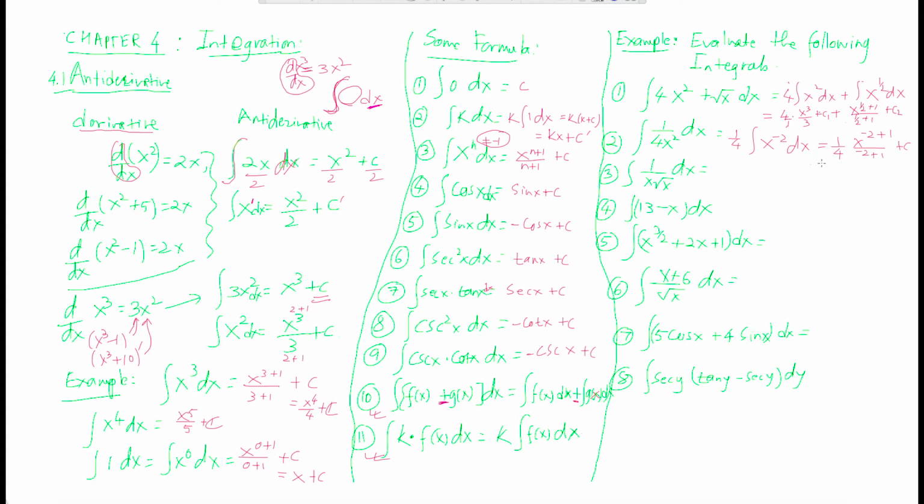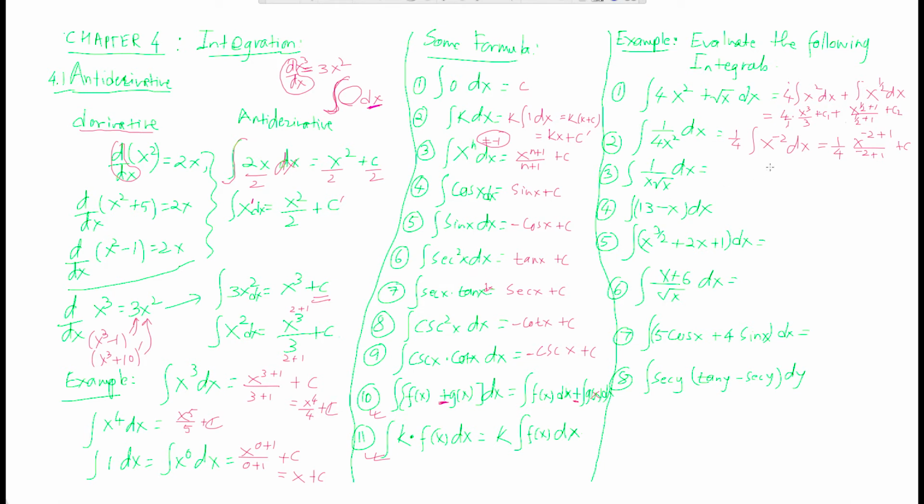If you simplify this, what do you get? You get 1/4 x to the negative 1 over negative 1 plus c. And if you simplify this, you will get negative 1, 4 times negative 1 is negative 1/4 times, and then this x to the negative 1 goes to the bottom, making x to the positive 1, right? So 1 over 4x plus c is the final answer. Number 1.